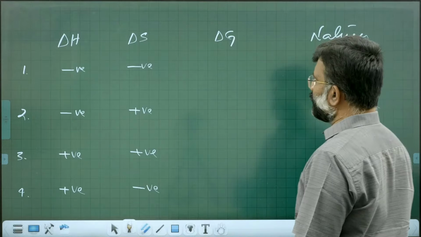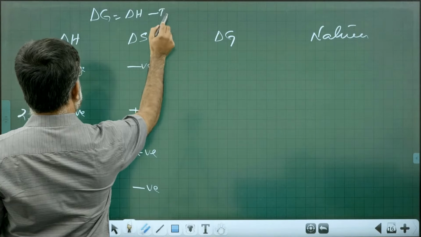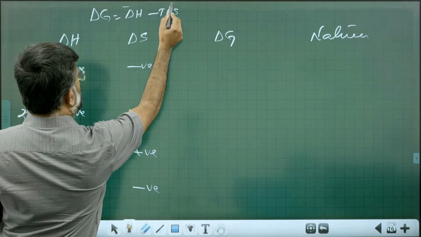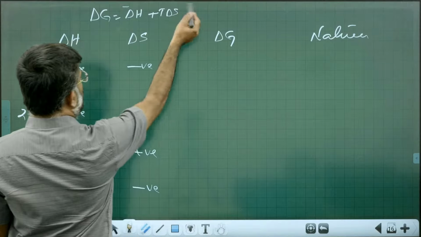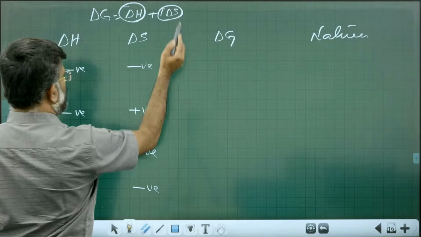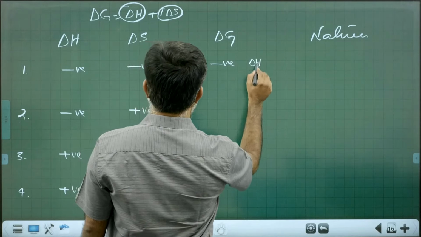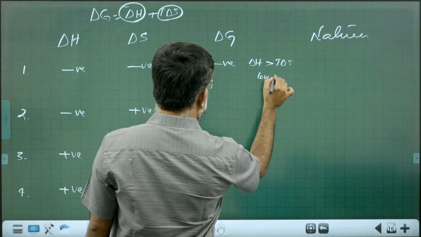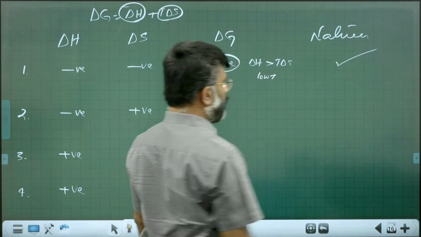You see that delta G equal to delta H minus T delta S. So this is minus, this is minus, this is minus, this is minus, means minus of minus, this will become plus. Minus of minus will become plus. Now delta G can be either negative or positive. So delta G is negative when delta H is greater than T delta S. That means at a low temperature.